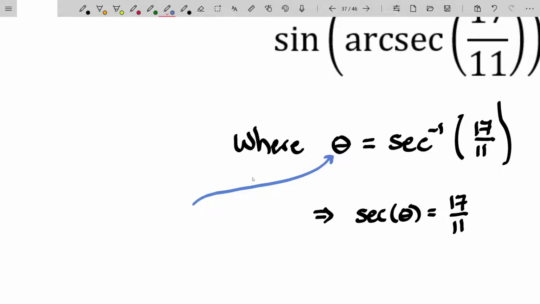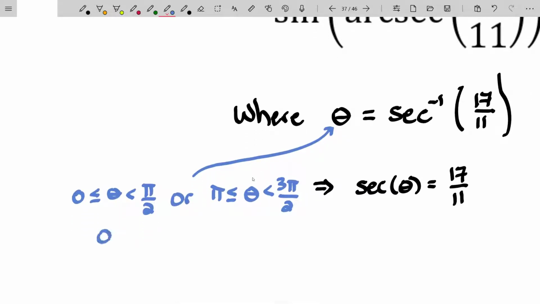So theta is between 0 and pi over 2, or, I shouldn't say and, I should say or, it is between pi and 3 pi over 2. It is a weird function like that, the inverse secant function. But just note that's quadrants 1 and 3.